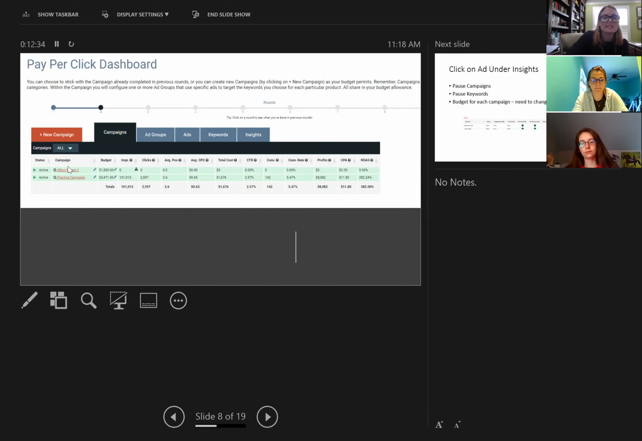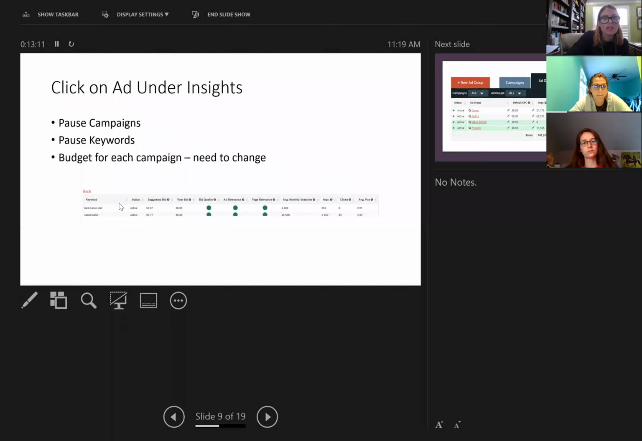Anyway, other things that you can see. I know the font is little here, but you can see how many impressions you have, how many clicks, and this is clicks for the overall campaign. We're going to talk about position in a moment, the average cost per click, the cost, the click-through rate, how many conversions the campaign gave you, the conversion rate, profits, the CPA, so cost per acquisition, and the return on advertising spend. Okay.